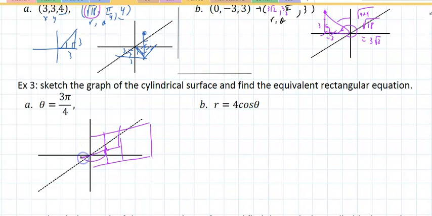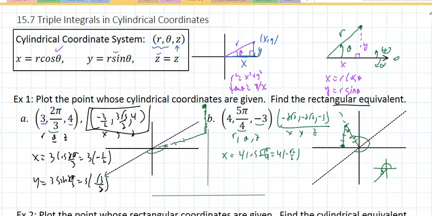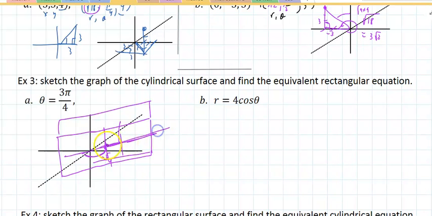If r is negative, we didn't set r to be positive. So I get a plane that's cutting at 3 pi over 4. Z runs all the way up, all the way down, and r runs all the way forward and all the way backwards.